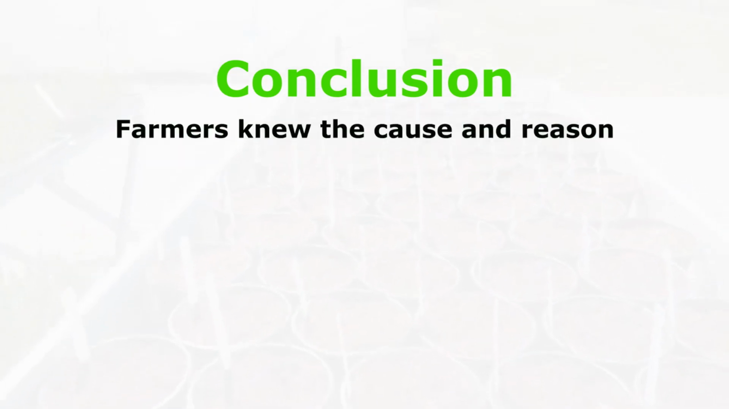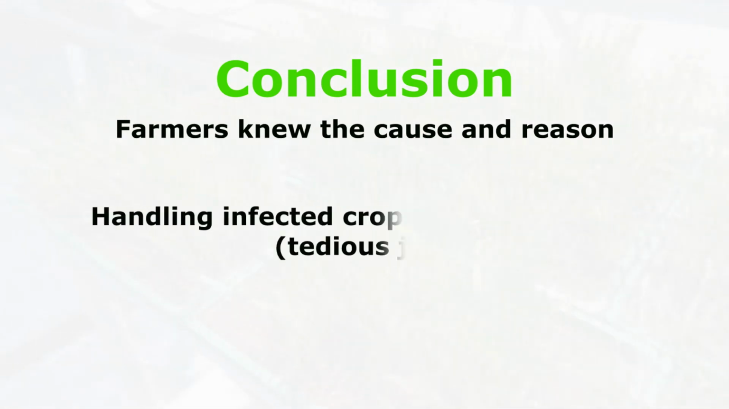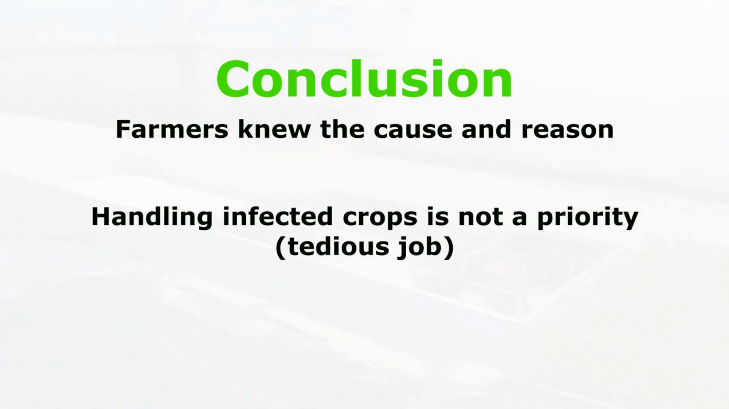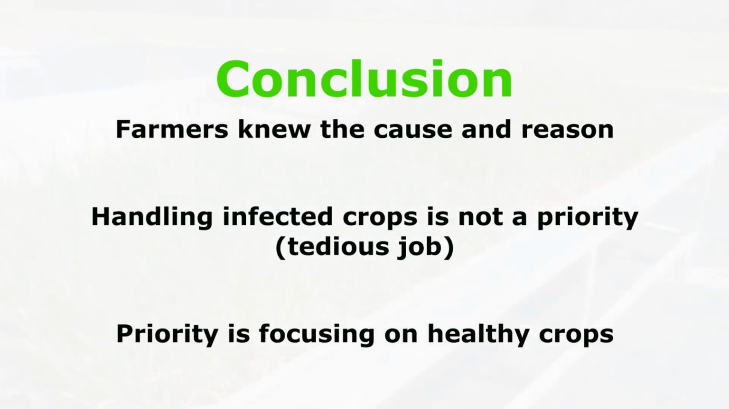In conclusion, based on the answers and observation, farmers knew the pathogens are responsible for the majority of onion loss and what causes it. Also, spotting and discarding the infected crops did not seem to be a big priority to them. Their priority was to sustain and nurture the healthy crops and to identify mature crops ready for harvesting.